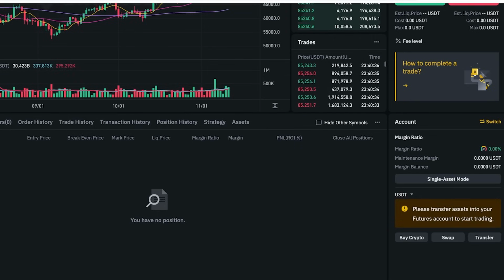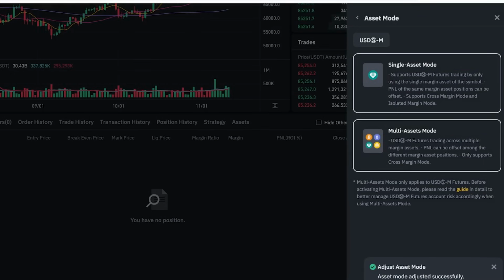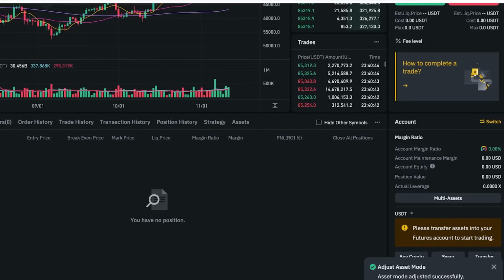Now, with single and multi-asset mode, this is single asset. If I go into multi-asset mode, it's going to work differently. You'll see position values, actual leverage, account equity, and account maintenance margin as well. So this is going to work slightly differently.